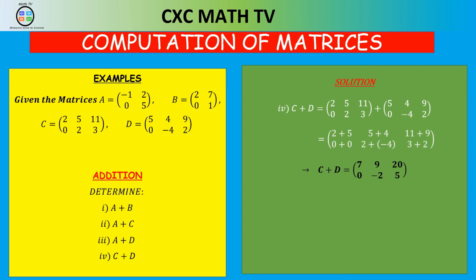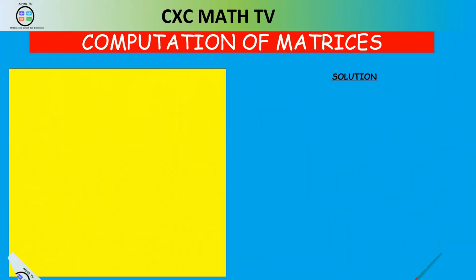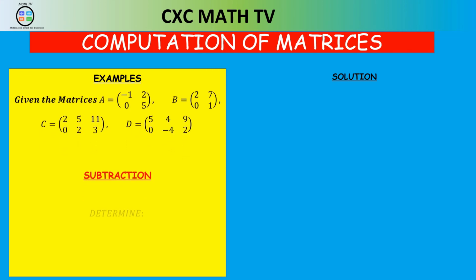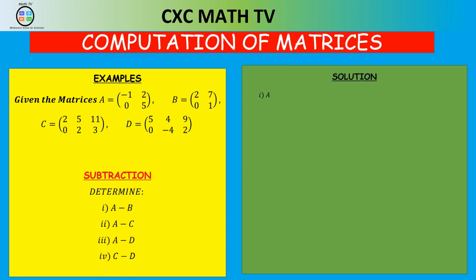Nice. Now what if you were subtracting? So given the same matrices, let's do the subtraction now. If we wanted to find matrix A minus B, we subtract the corresponding elements. So it's negative 1 minus 2, and that's negative 3. Then 2 minus 7, that's negative 5. 0 minus 0, that's 0. And 5 minus 1, that's 4. So A minus B is negative 3, negative 5, 0, 4.